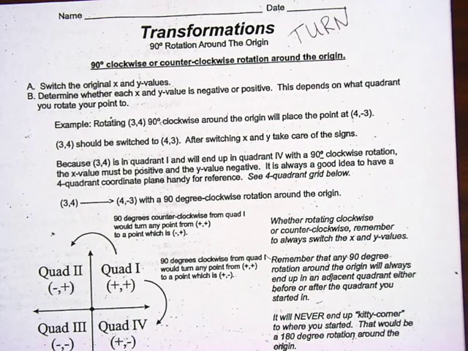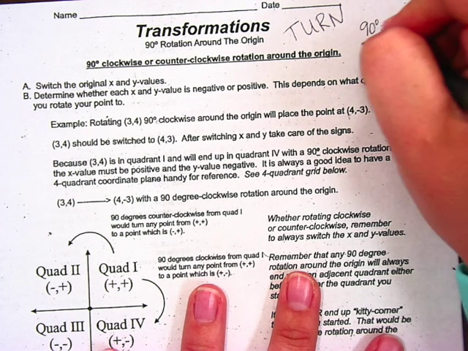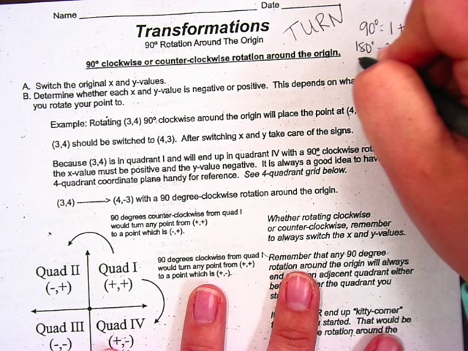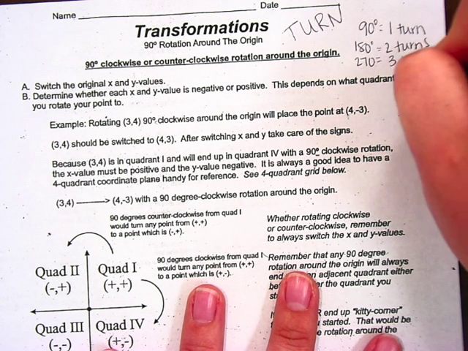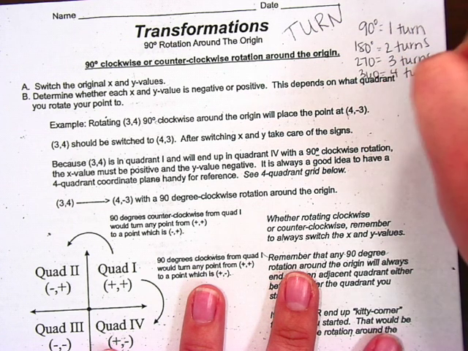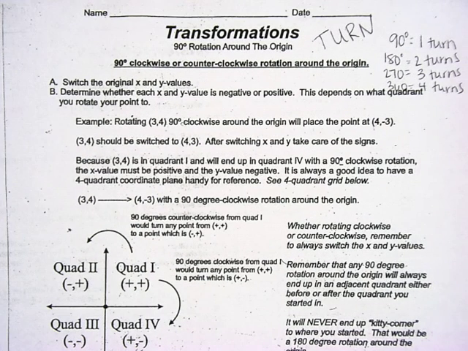So we're basically turning our shape. We turn them in degrees of 90. So a 90-degree turn is one turn. A 180-degree turn is two turns. 270 would be three turns. And 360 would be four turns, basically getting you back to the start. So again, it goes in increments of 90. So 90, 180, 270, 360.